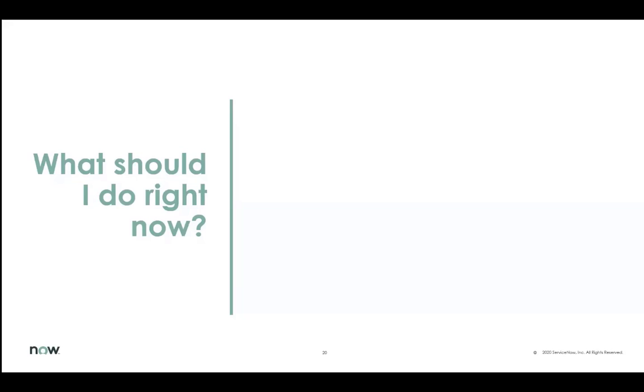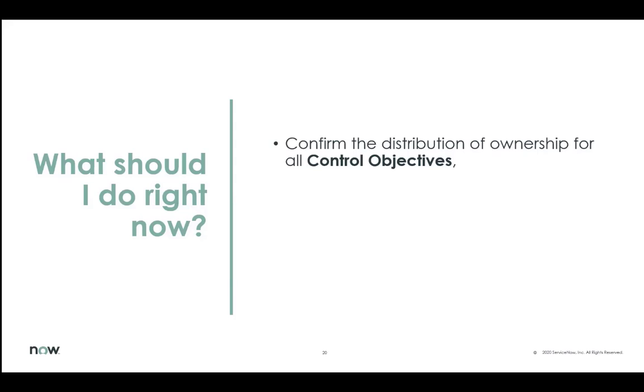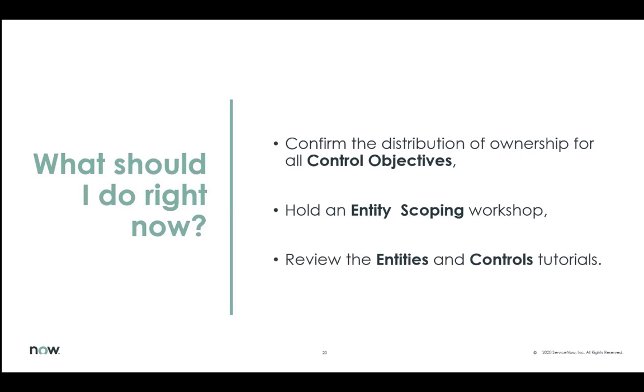And now we're coming to the end of this tutorial. And Anne-Marie, what would you advise our audience to do very specifically as soon as this video is over? Well, I cannot emphasize enough the importance of entities to get the best from the compliance scoring. So I would simply start there. Review the distribution of ownership for all your control objectives and confirm that you have the right level of entities. Put a placeholder in your calendar to hold a scoping workshop with your team and stakeholders. And of course, make sure that you are all fully on top of the concepts of entities and controls by reviewing the tutorials we mentioned in the slides today.